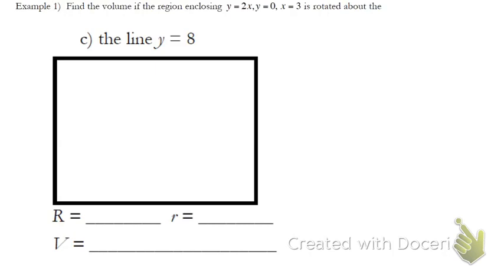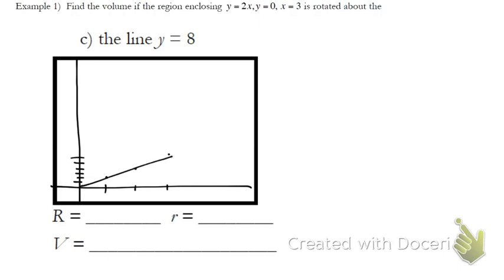Okay, so here's another one. We're still dealing with the same shape, y equals 2x, bound by y equals 0, x equals 3. This time we're rotating around the line y equals 8. So let me go ahead and sketch this really quick. One, two, three, four, five, six. Alright, so there's my shape. Remember, it's this area. Only this time we're rotating around the line y equals 8, which is way, way, way up here.